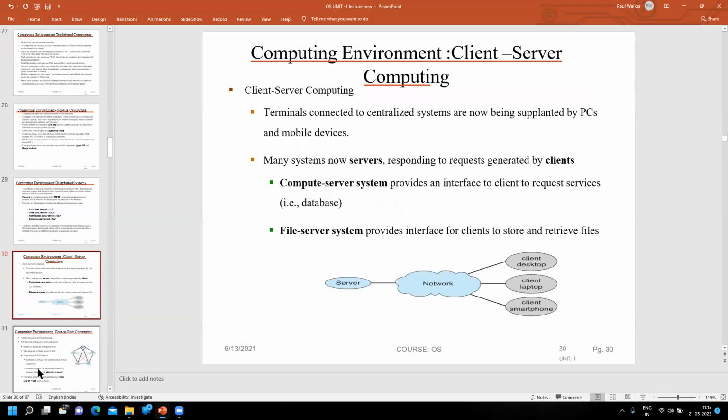The next technology is client and server technology. Here, the client will send a request to the server. On receiving that particular request, the server will respond with a response message. Here, the file server system provides the interface for the client for storing and retrieving of data.